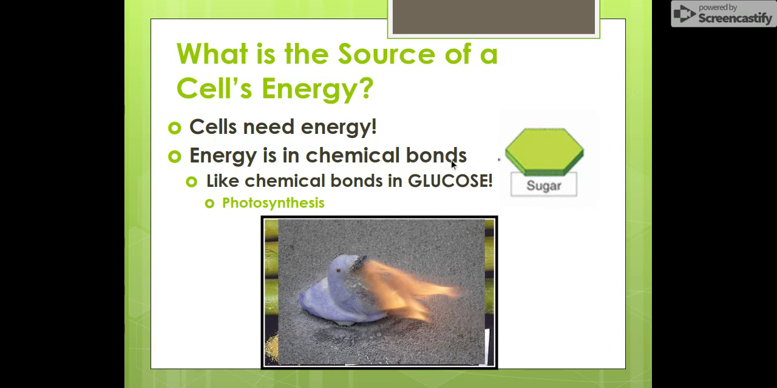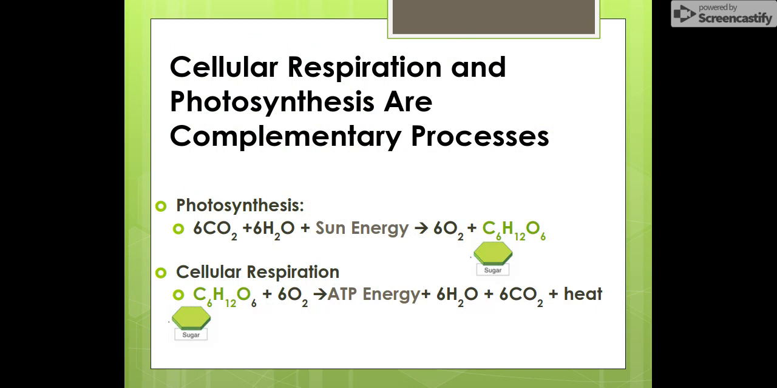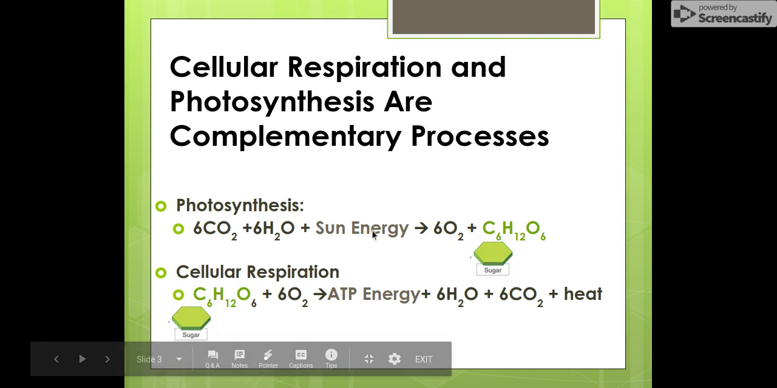So the energy is stored in chemical bonds, glucose, right? Because in photosynthesis, this is what we're building, this glucose. These are complementary processes. So what we see here is essentially if we take photosynthesis, this equation that you should hopefully know by now, and you flip it backwards, you would get cellular respiration with just a couple of changes. So in cellular respiration, we're taking glucose, that's sugar, and we're using oxygen, and we're going to produce energy.